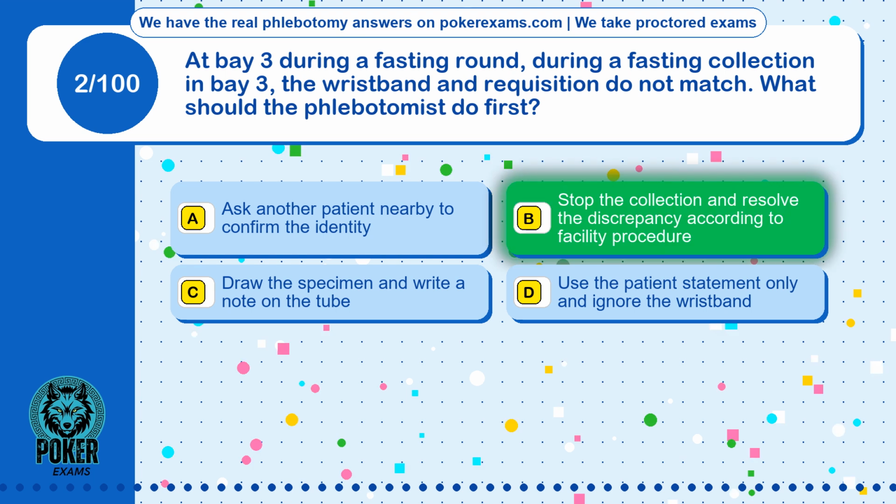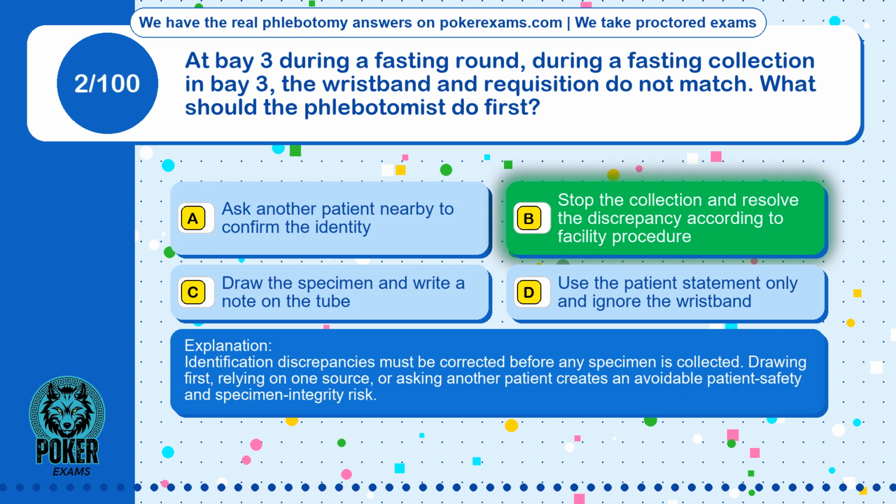The correct answer is option B. Stop the collection and resolve the discrepancy according to facility procedure. Identification discrepancies must be corrected before any specimen is collected. Drawing first, relying on one source, or asking another patient creates an avoidable patient safety and specimen integrity risk.